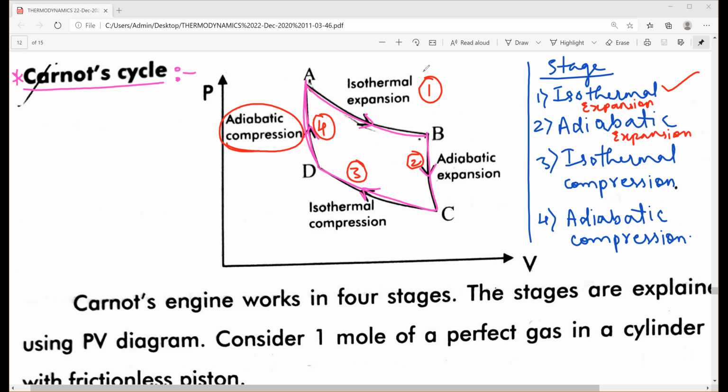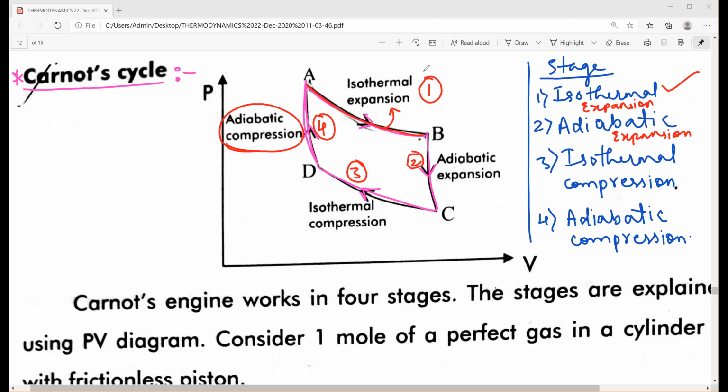So first we shall discuss isothermal expansion. In isothermal expansion, the cylinder is placed on the source maintained at temperature T1, and the gas is allowed to expand isothermally. During this expansion, the gas absorbs Q1 amount of heat from the source at constant temperature T1 Kelvin. This isothermal change is represented by the curve AB. Observe the diagram. This represents isothermal expansion.